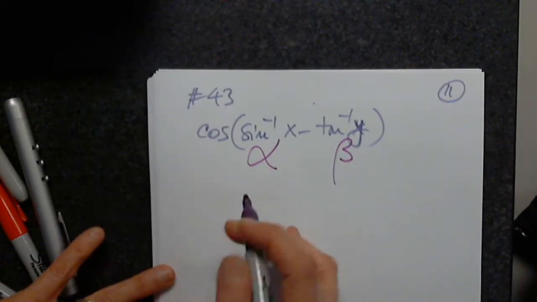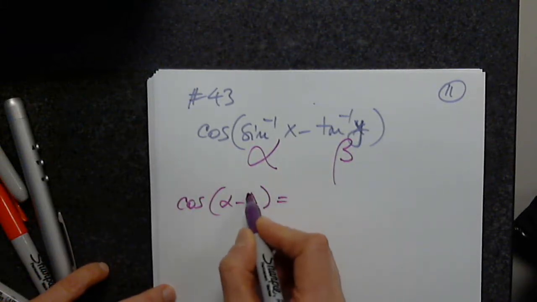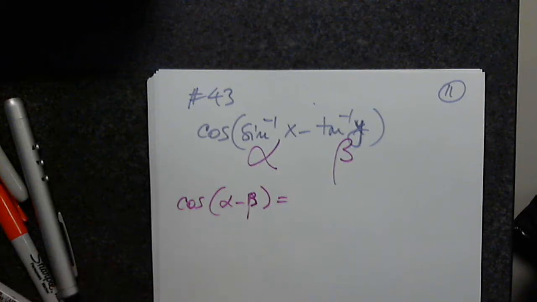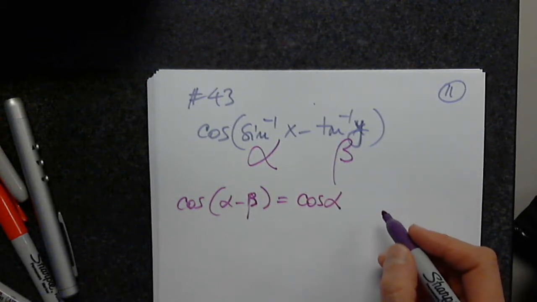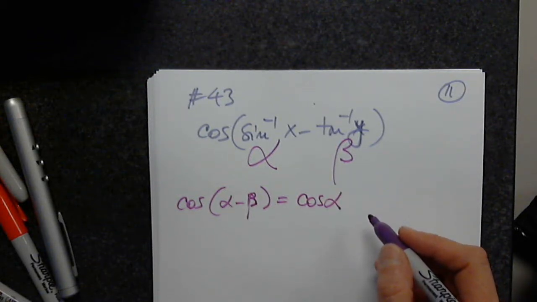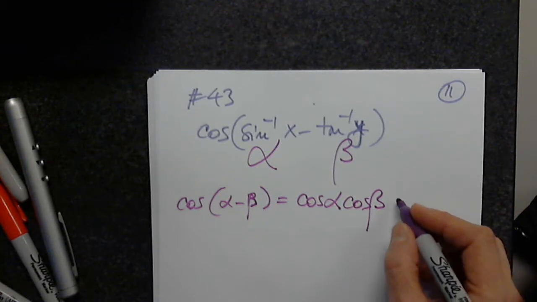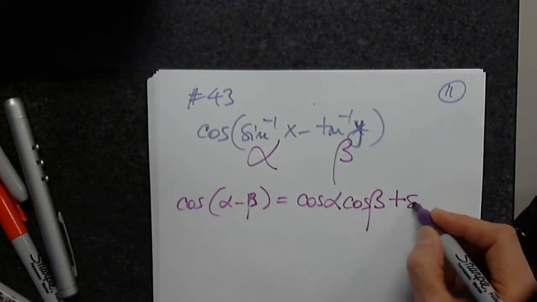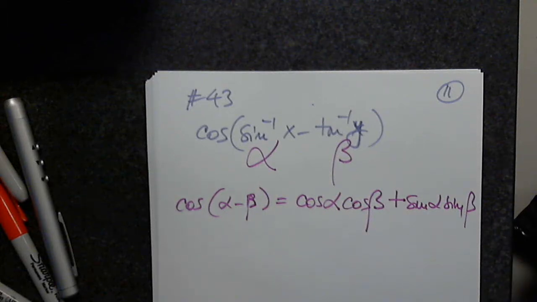So let's write, what are we really asked to find? We're asked to find cosine alpha minus beta. But what does that mean? Which formula do I have to write? I have to write cosine alpha, cosine beta, plus sine alpha, sine beta. Now careful. Exactly. That's it. So I know what I have to calculate.